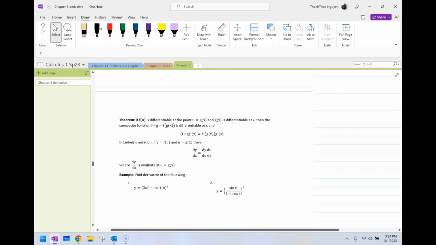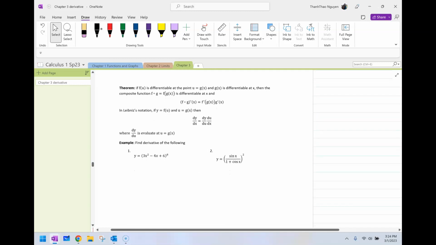Take a look at this. If f of u is differentiable at the point u equal g of x, and g of x is differentiable at x, then the composite function f compose g is differentiable at x, and the derivative of f of g of x equals the derivative of the outer function times the derivative of the inner function. And in Leibniz notation, we have dy/dx equal dy/du times du/dx, where dy/du is evaluated at u equal g of x.